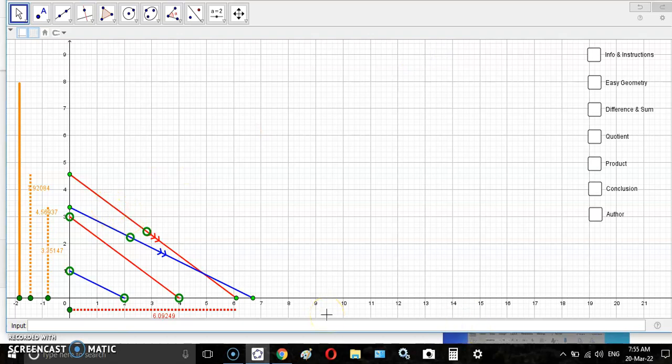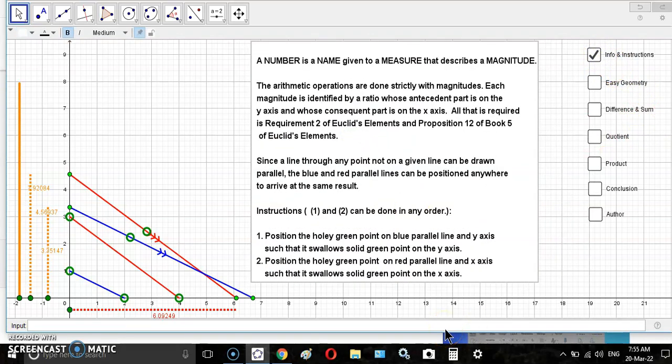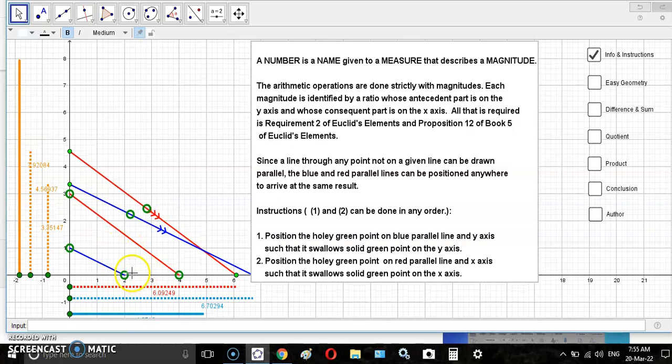Now, the first thing we need to understand is that the arithmetic operations are done strictly with magnitudes in the elements, and that's how the Greeks discovered the arithmetic operations. So each magnitude is identified by a ratio whose antecedent part, that means the part that appears before the colon, is on the y-axis. So I'm going to be representing them like this, putting the antecedent on the y-axis and the consequent magnitude on the x-axis, okay, this x-axis.